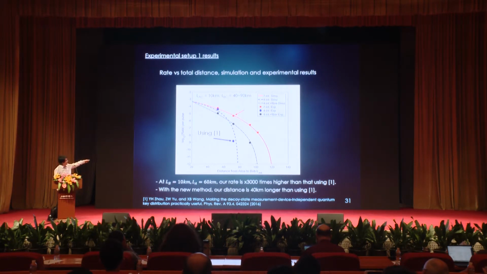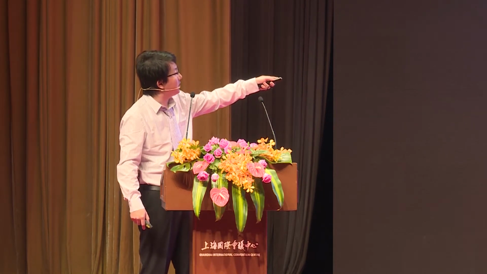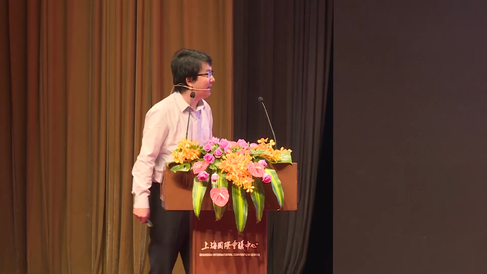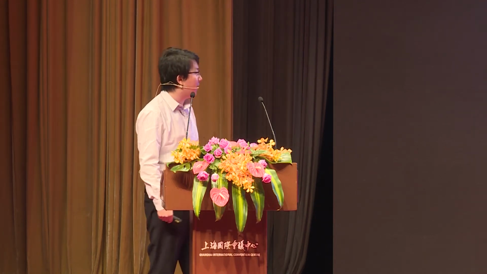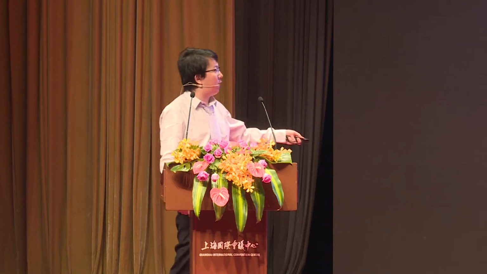Our new method here is the red line, and this is adding fiber, and this blue line is the case where you don't add fiber and you use symmetric intensities. As we can see, at this 10 kilometer, 60 kilometer point, which is this point versus this point, our rate is over 3,000 times higher than that of using the 4-intensity protocol. Also, with our new method, we can gain a 40 kilometer longer key distance than previous protocols.